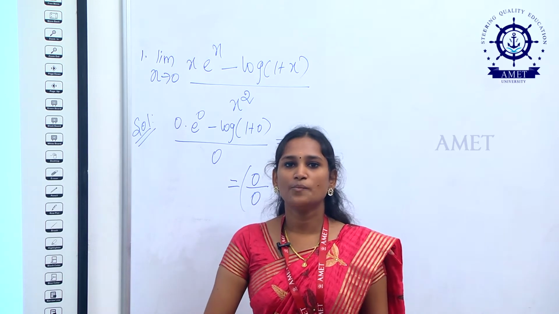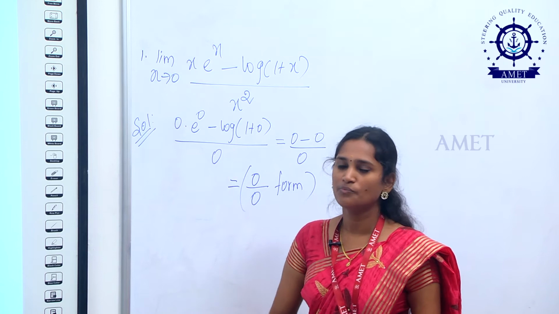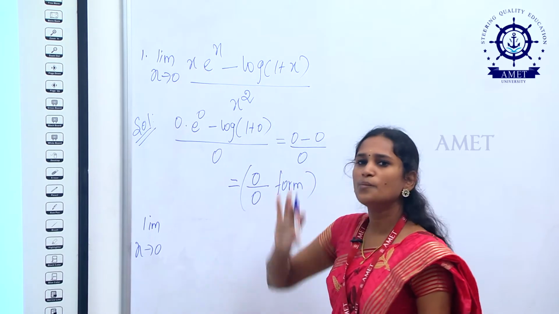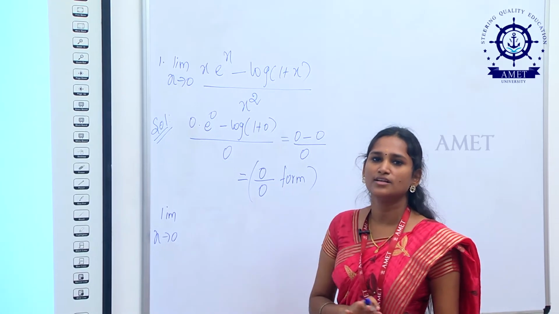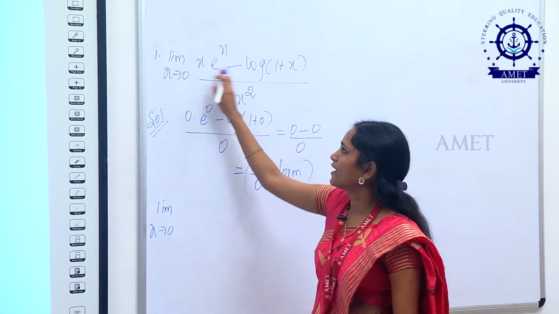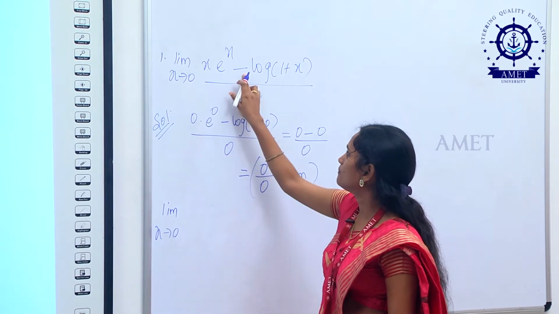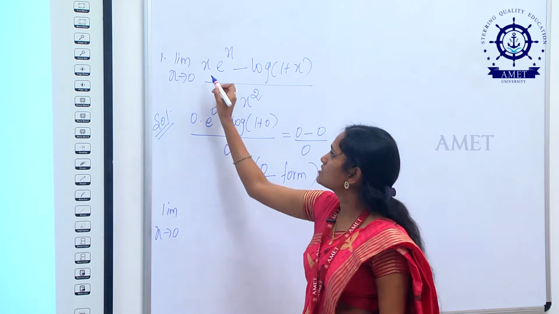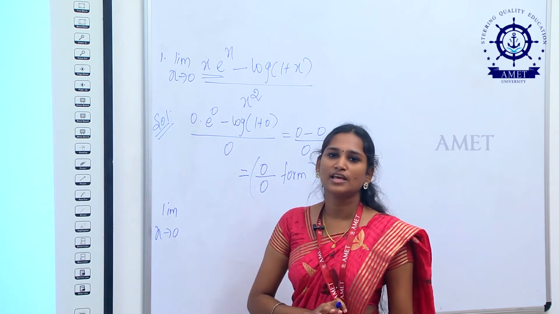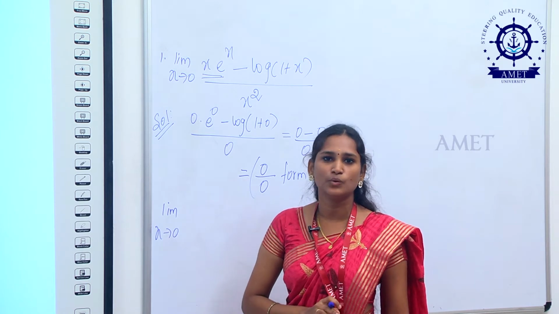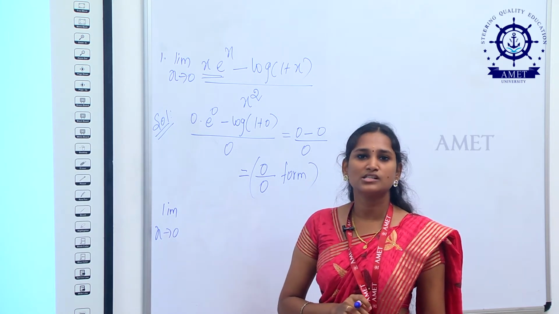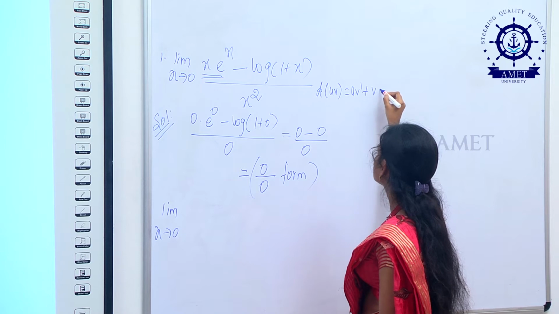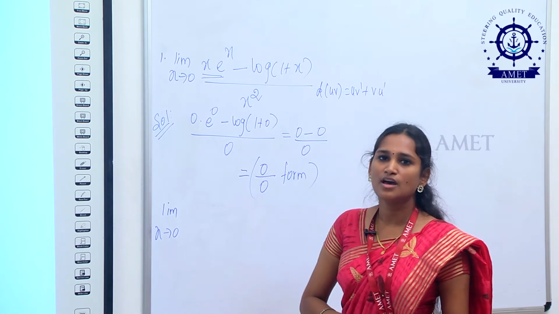So first we have to identify that it is a 0 by 0 form. After that we have to use L'Hospital's rule. L'Hospital's rule means: as x tends to 0, the numerator term is differentiated separately and the denominator term is differentiated separately. The numerator is x e^x - log(1 + x). First differentiate x e^x. Here it is the product of two functions. The differentiation formula for a product is (uv)' = uv' + vu'. This is the formula we have to apply.